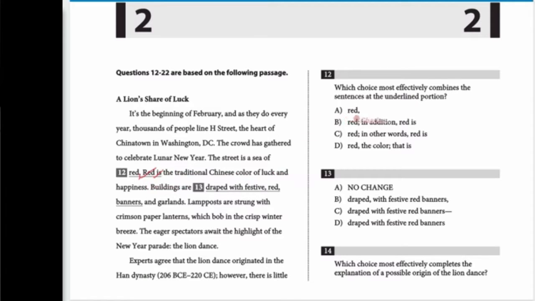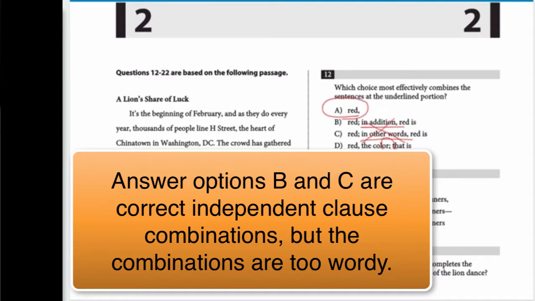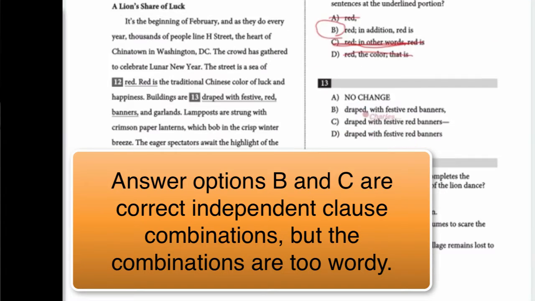That works. It's probably the most concise answer, and it makes that second independent clause a dependent clause, which must be separated by a comma because it is extra information. Red, the color, and then semicolon. No, that semicolon is just completely out of place. You're not combining independent clauses, so the semicolon does not work there. Correct answer for 12 is A.